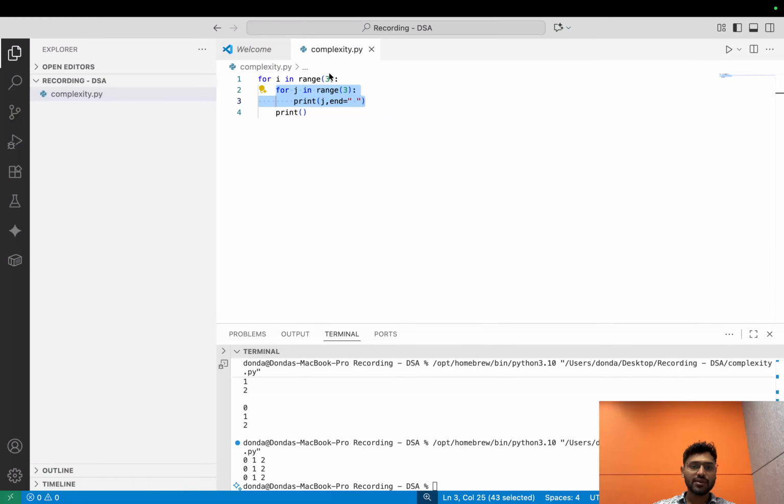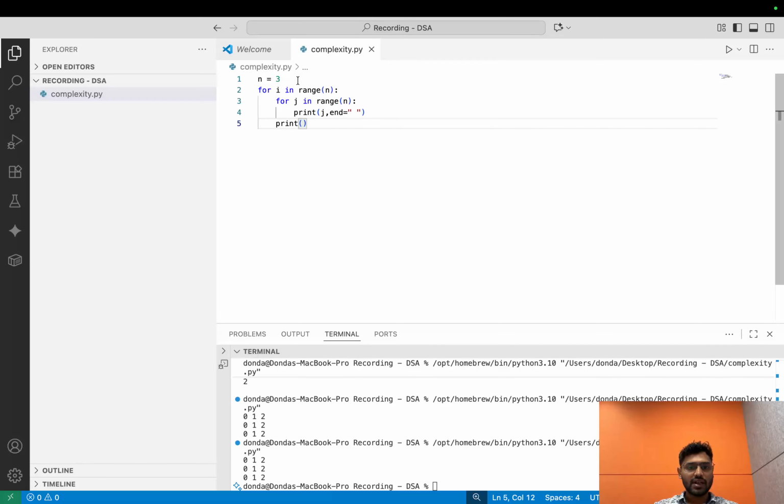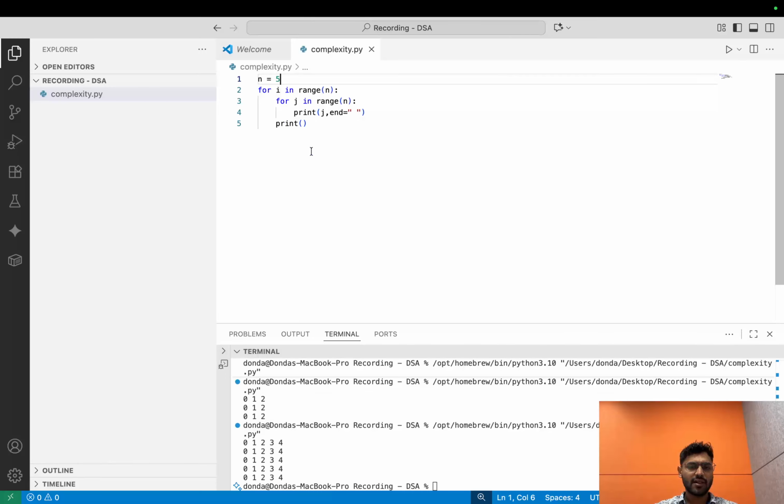Let's put it simply like this, n equals to 5. If n equals to 3 and I want to place it n, let's simply change n equals to 5. How many times it will run? Guess. 25 times. That's right.